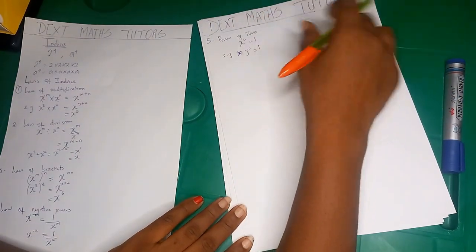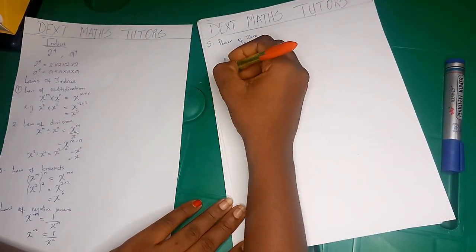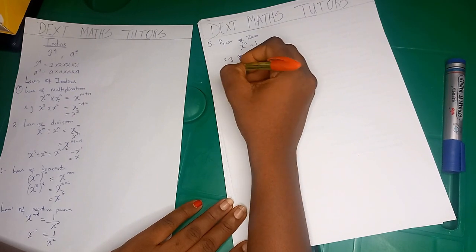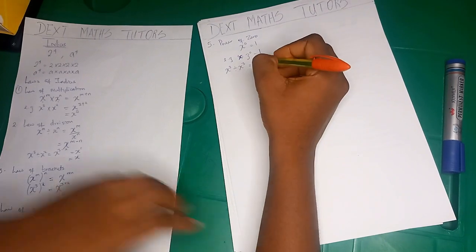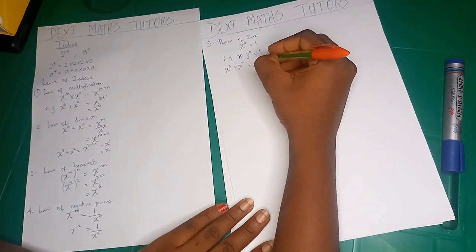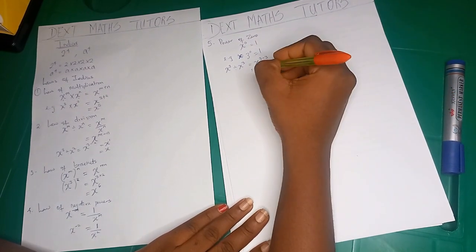And let me quickly prove this because some people argue it sometimes. Let's pick x raised to power 3 divided by x raised to power 3. What does it give us? According to the law of division, we have x power 3 minus 3, and x power 3 minus 3 is x power 0, which equals 1.